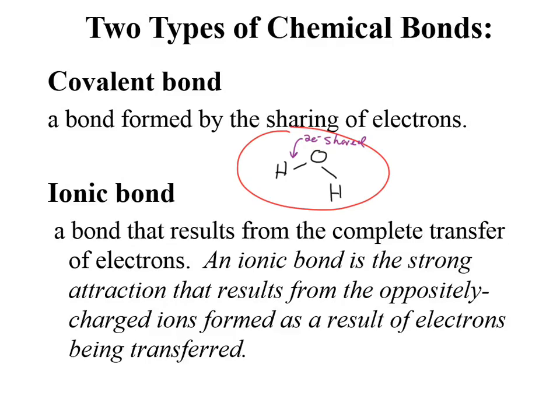And 2 electrons shared over there. 2 electrons shared with the first hydrogen, and a different 2 electrons shared with the second hydrogen. That's what connects those 3 atoms together. Electrons are shared. And so those types of chemical bonds are covalent bonds. That's it.